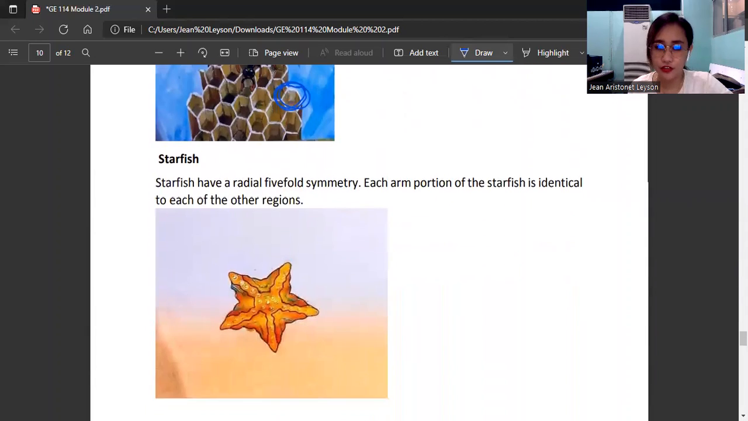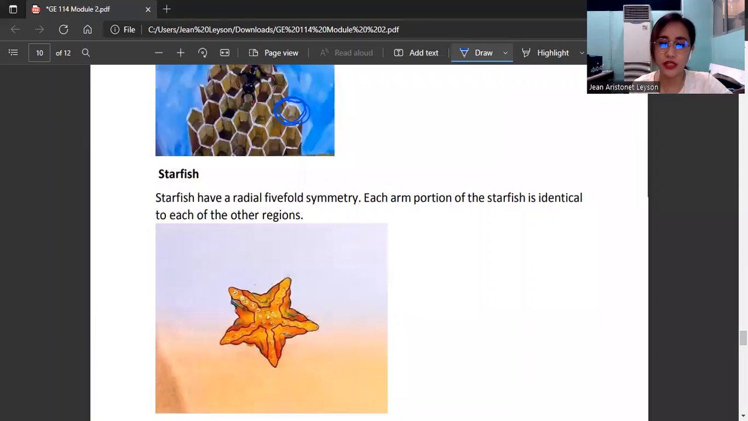Next, we have the starfish. A starfish has a radial five-fold symmetry. So each arm, a portion of the starfish, is identical to each of the other regions. Radial meaning circular, and it has 5 identical parts, or regions.